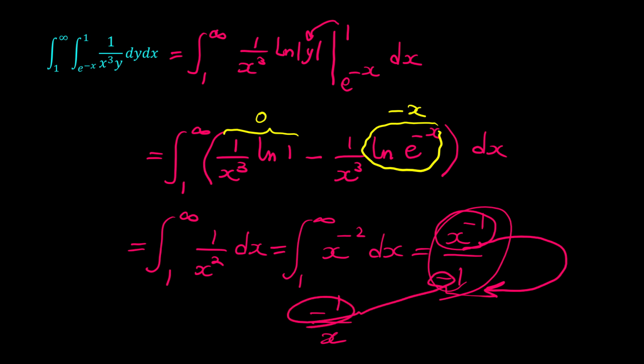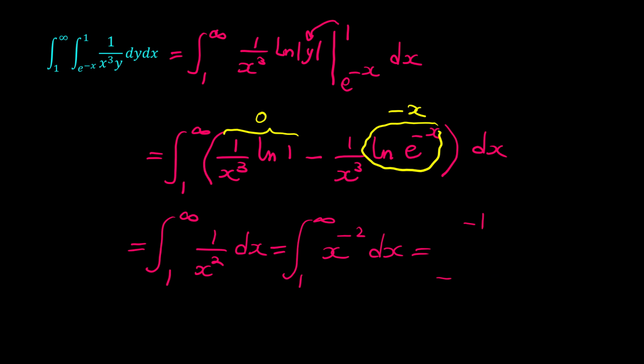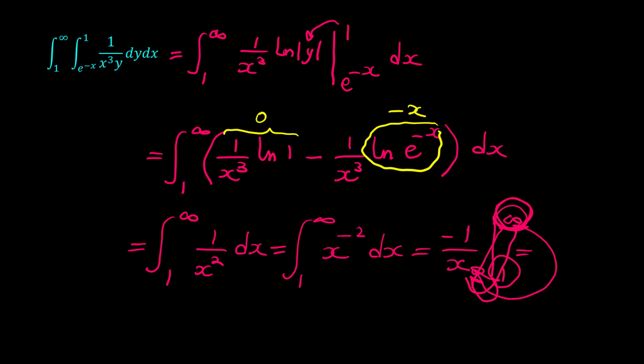So the answer of this integral is negative 1 over x, from 1 to infinity. Now we have to substitute infinity for x, 1 for x, and we have to subtract. When we plug in infinity here, again, it's not mathematically right to say we plug in infinity, because infinity is not a number, so you cannot substitute infinity basically here.